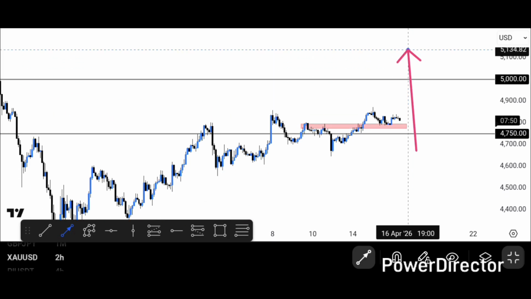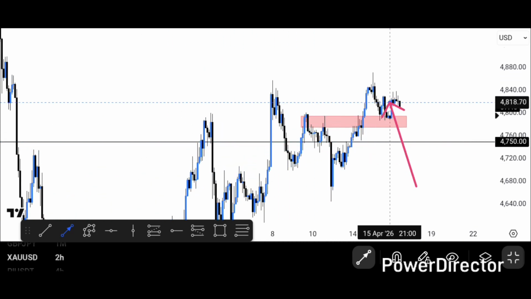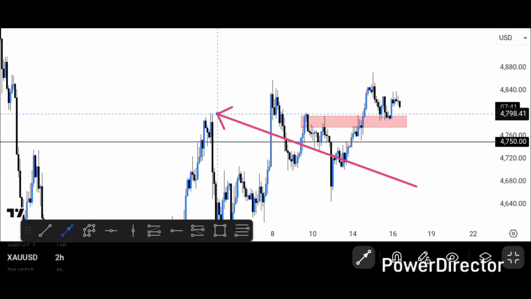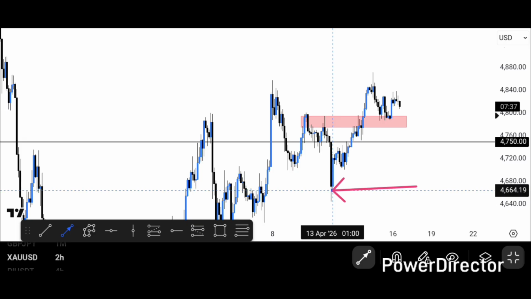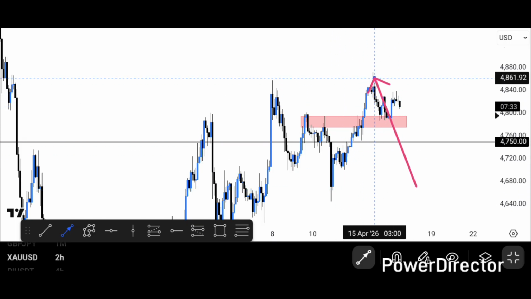And if you look at the structure, we are still purely bullish. This is pure bullish structure. There's nothing bearish about this structure here. We're making higher highs, higher lows, higher highs, higher lows. Potentially now we are just struggling to make a new higher high.